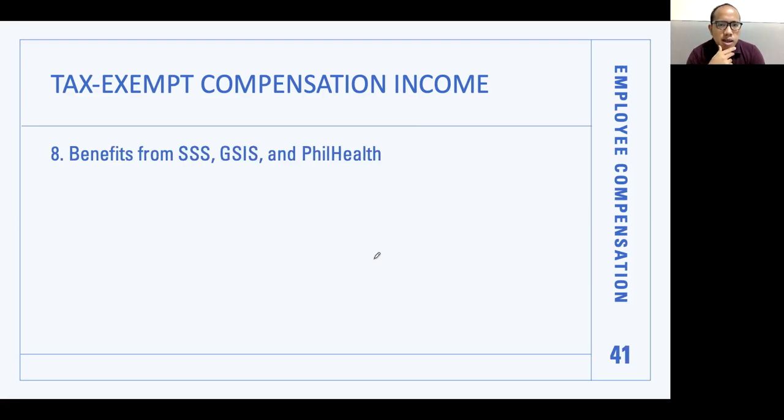Then kapag ikaw ay nag-claim ng benefits from SSS, GSIS, or PhilHealth, let's say, maternity benefit, or nag-claim ka ng sickness benefit, nag-claim ka ng educational assistance na meron, yan. Or na-hospital ka, yan. May benefit from the PhilHealth. Exempt yung mga benefits na yan.